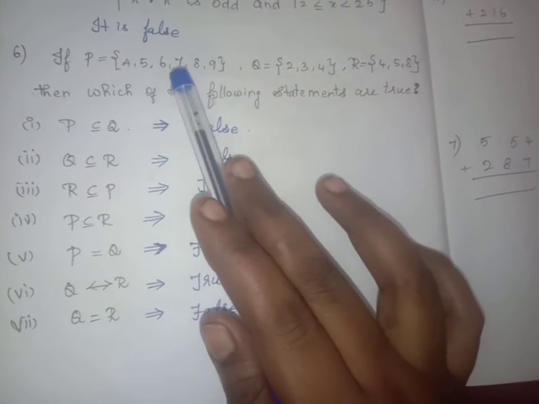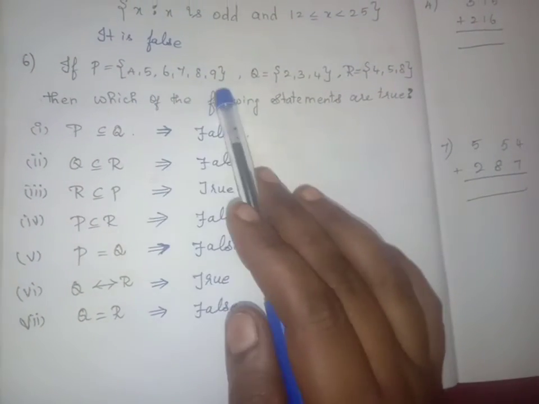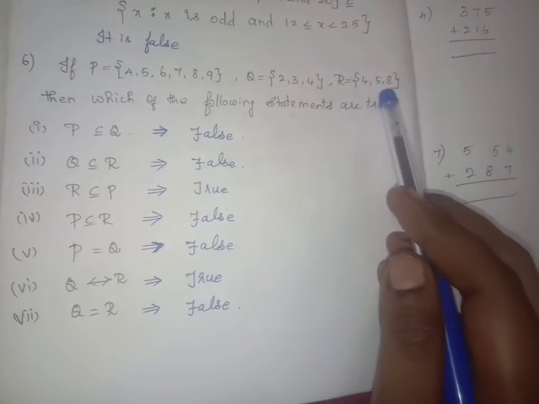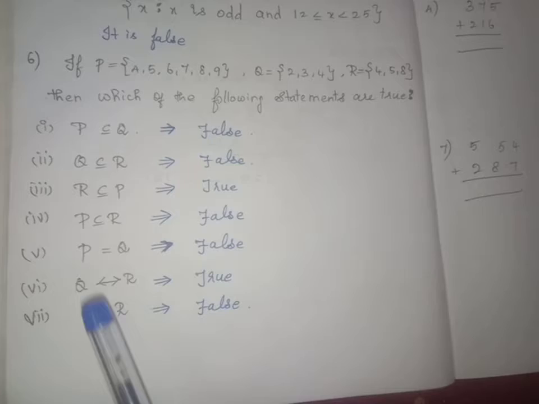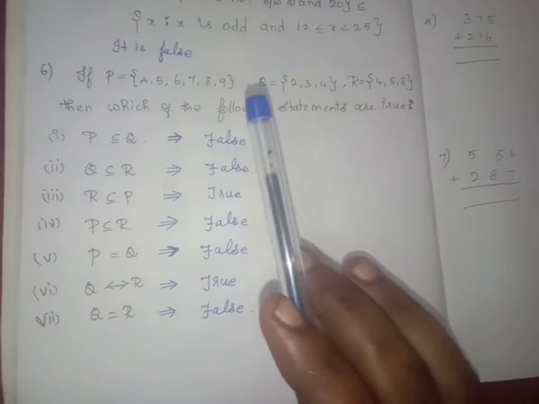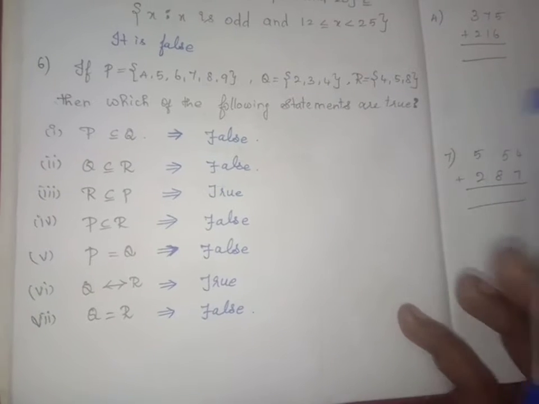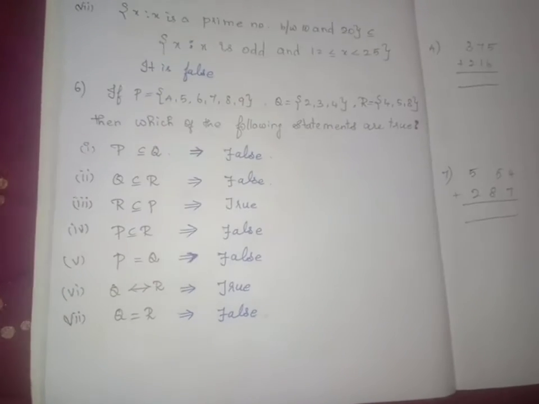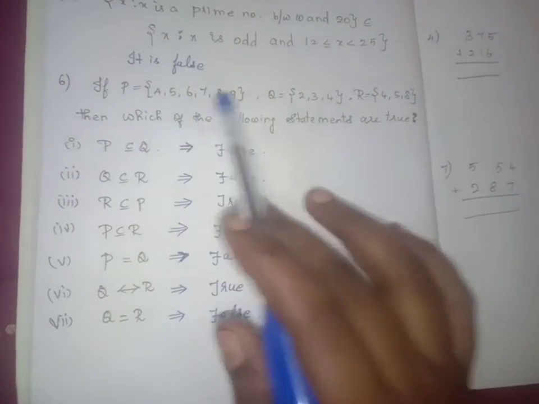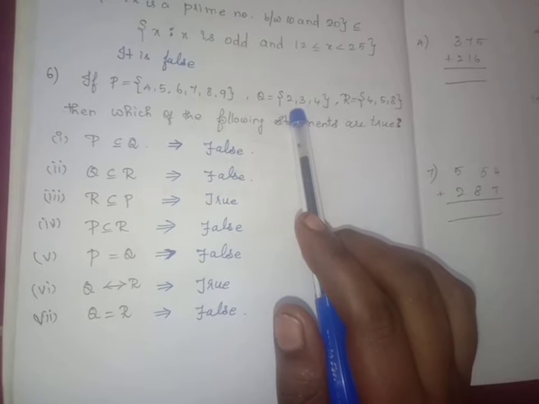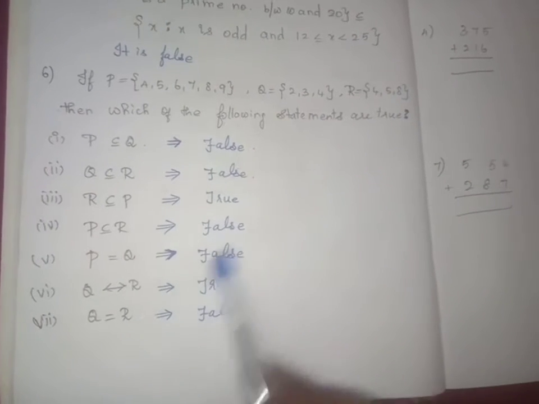The next one, P is a subset or equal to R. That means all the P elements should be in R, but no, some elements are not in R. So it's a false statement. P is equal to Q. Equal means both sets have the same cardinal number and the same elements, but P and Q have different numbers of elements and the elements are also not equal. So it's a false statement.